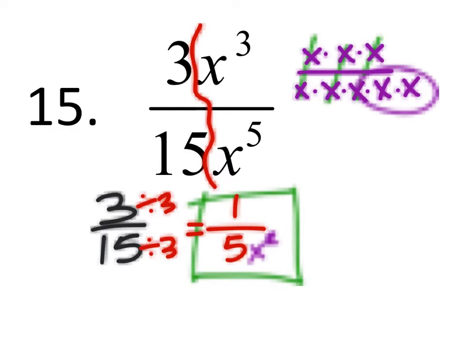And then I just look and see what cancels out. 1, 2, 3 x's cancel. Now these two x's that are left over were in the denominator, so we'll just keep them there in the fraction, x squared. That's it.